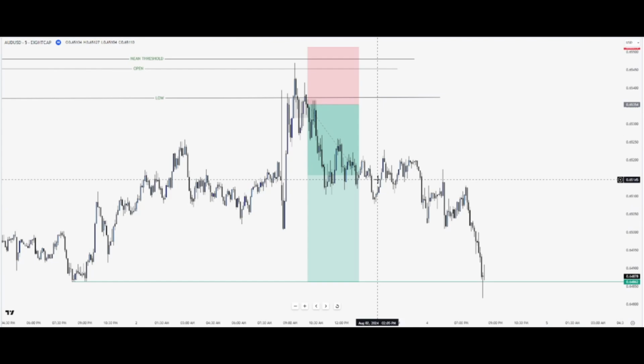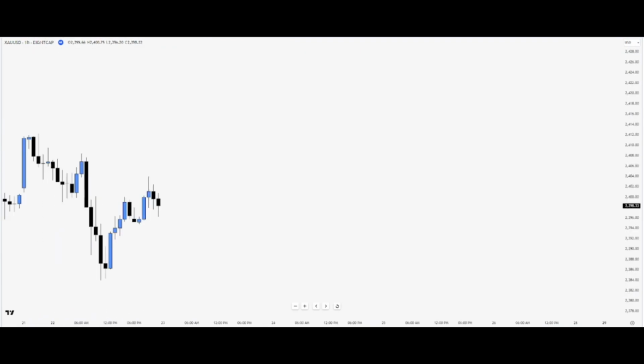And there you have it. You can see how price delivered nicely all the way from this particular order block to this particular sell side liquidity. So here's another example on gold on the 1 hour.